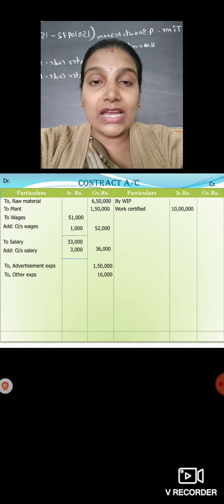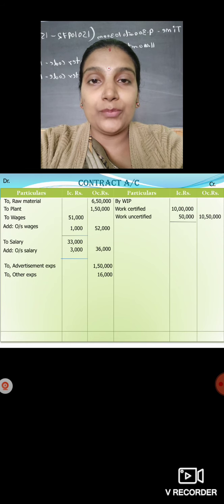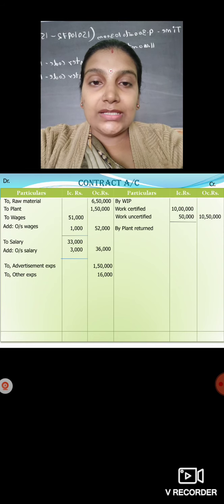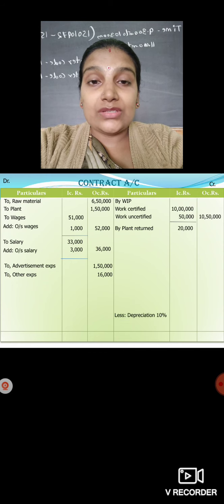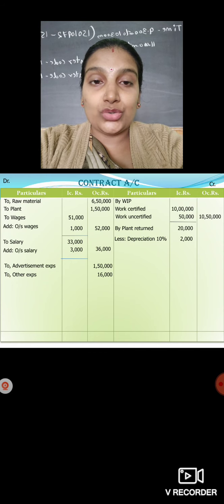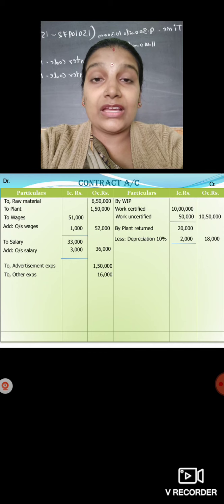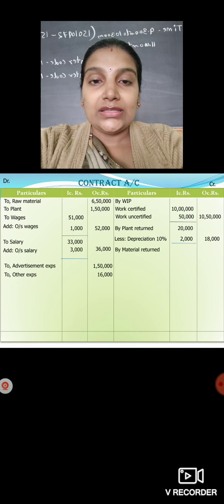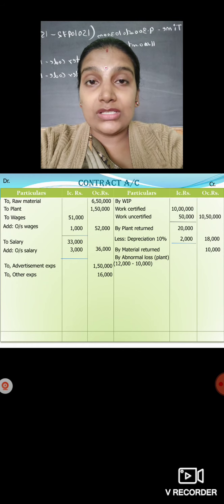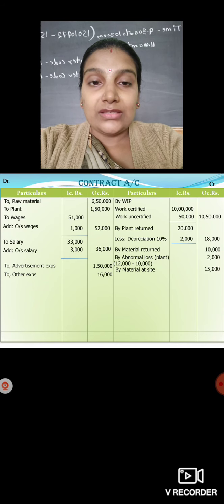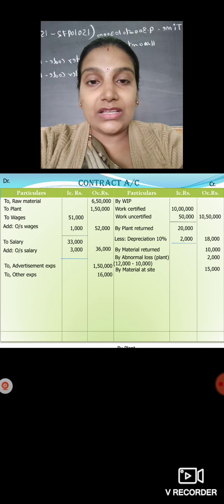Come to the credit side, by work in progress. Work certified we had calculated as 10 lakh, then work uncertified 50,000, so 10 lakh 50,000 is work in progress. Then plant returned: 20,000 less 10% depreciation 2,000, so 18,000. Then material returned 10,000. Abnormal loss, as I said, plant 12,000 was lost, only 10,000 was recovered, so 2,000 is a loss here. Then material at site 15,000.